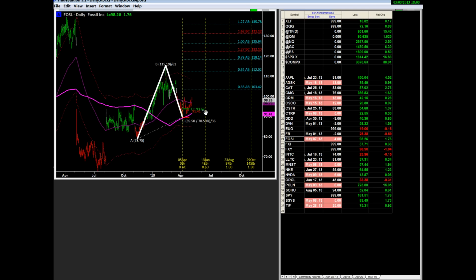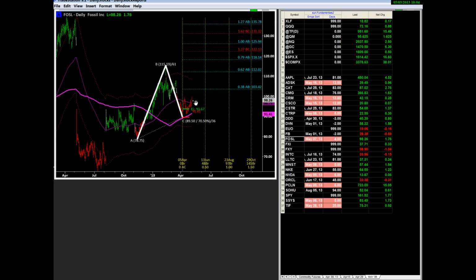Next one is Fossil. I believe it also has an ABC, and its earnings are due next week, on May 7th, which is a Tuesday. Recently this stock has been showing quite a bit of positive strength, although the trend is still in red.